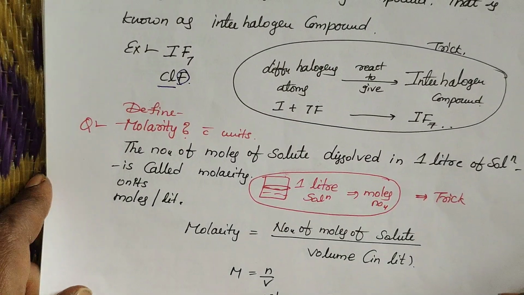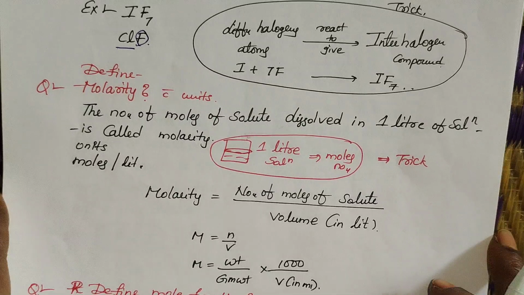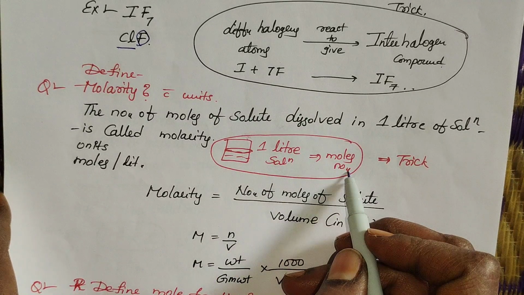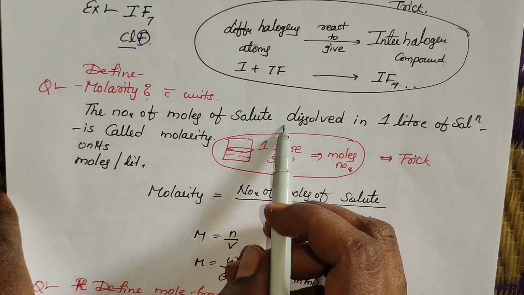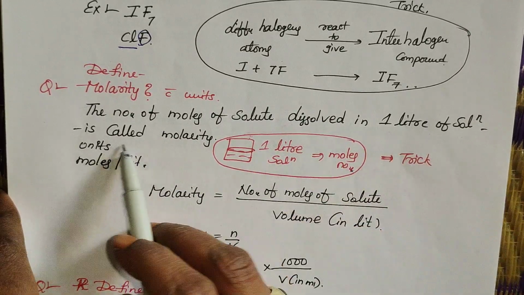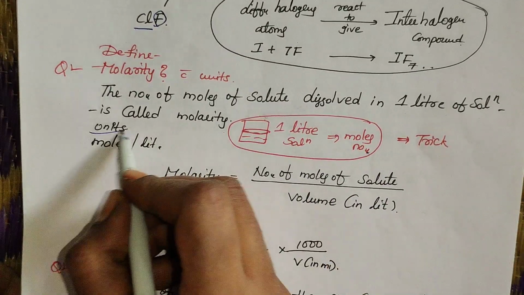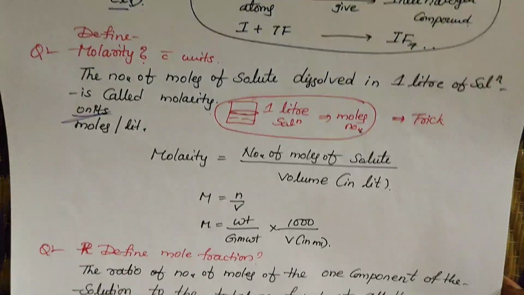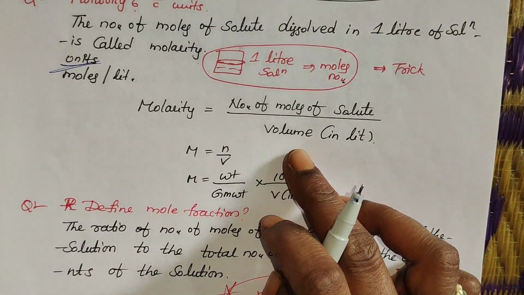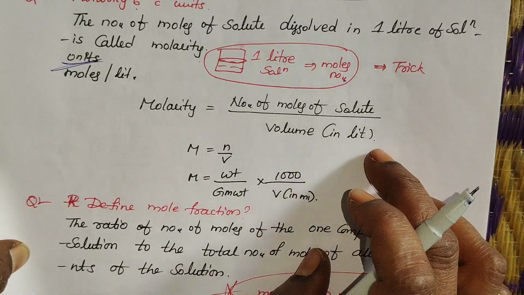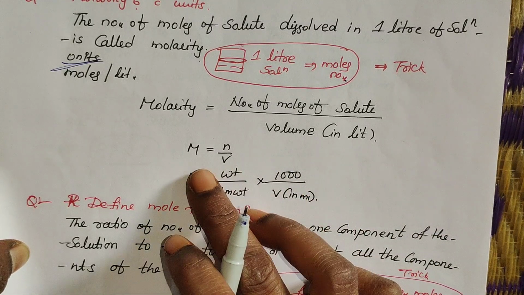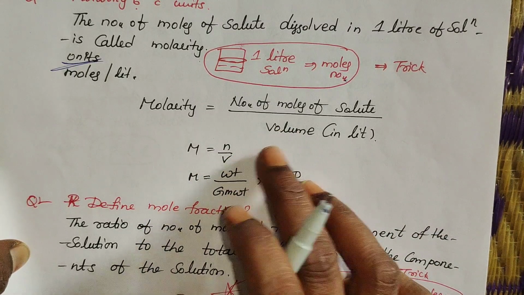Next, define molarity with units. Simple. The number of moles of solute dissolved in 1 liter of solution is called molarity, and its units are moles per liter. Molarity is the number of moles of solute divided by V, where V is the volume in liters. So M equals N by V, moles number N, volume V.